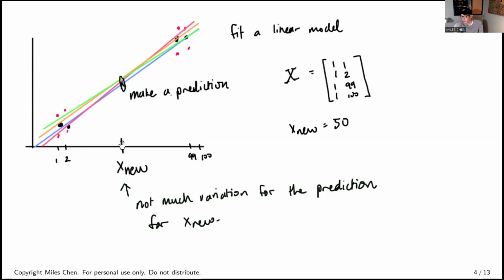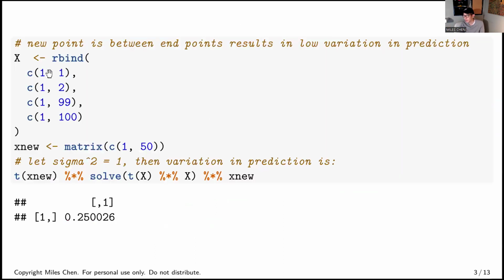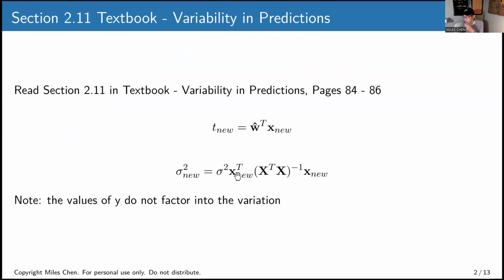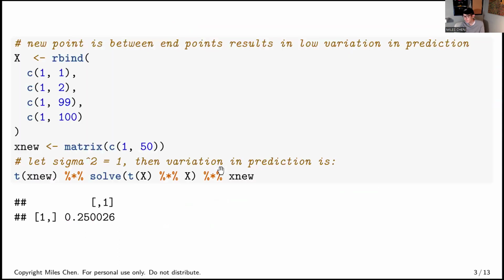And here, x new is right in between these two. So there's not going to be a ton of variation. It actually doesn't matter. You'll notice, as far as the variance goes, only the x values are in there. The actual y values don't matter. You just need an overall measure of the variance in y, okay?